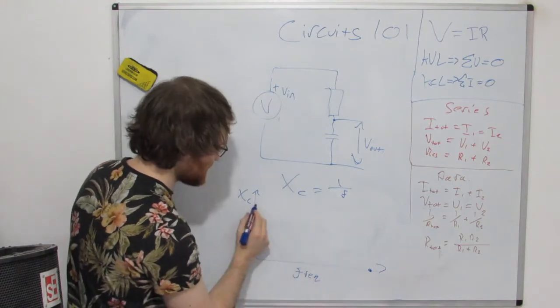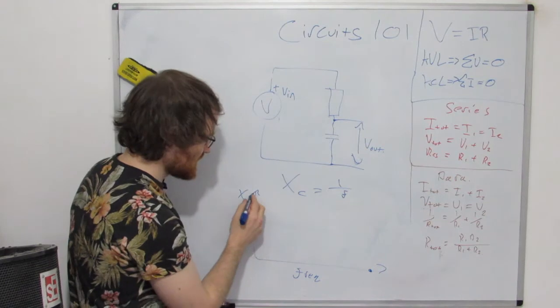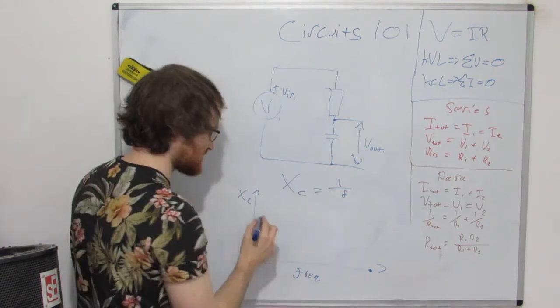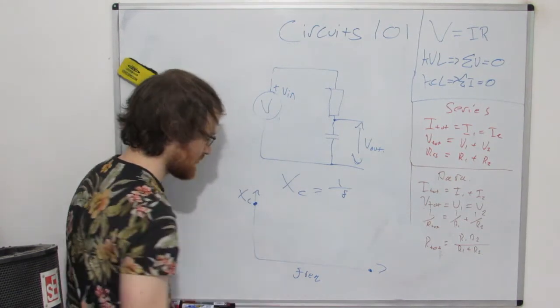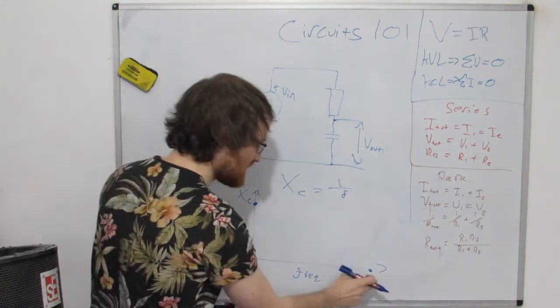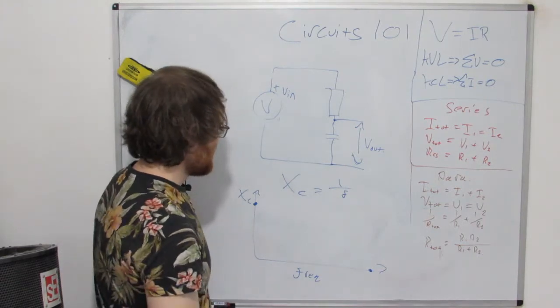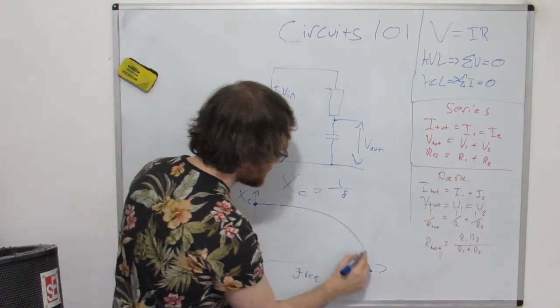So let's just say for the purposes of this that some very low number that approximates 0 Hertz has some very large impedance that approximates infinity. So at a very low frequency, we have a very high impedance. At a very high frequency, we have a very low impedance. And so, this is what that graph is going to look like.